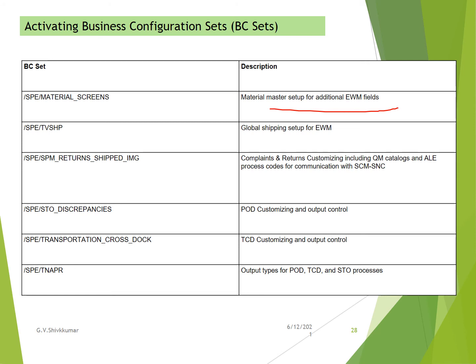Then proof of delivery, POD. POD customizing and output control in case of SD or availability check, SPE_ESTO_DISCREPANCIES, and TCD customizing and output control, that is SPE_TRANSPORTATION_CROSS_DOC, and output types for POD, TCD, and STO process. So /SPE/TNAPR. Okay.